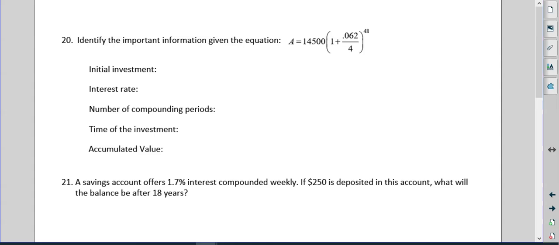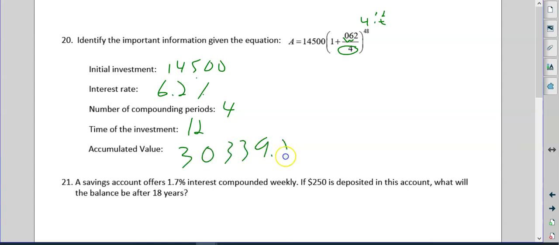Number 20, identify the important information. The initial investment, that's the 14,500. That's A. The interest rate is 6.2%. Move the decimal 2 places to the right this time. Number of compounding periods, that's this number. Now be careful, time of investment is not 48. Remember, this number is 4 times the number of years. It was already calculated for you. So that would be 4 times 12 is 48. And the accumulated value, if you run that through the calculator, you will get $30,339.23. It would actually be 0.228. The 8 tells the 2 to round up.